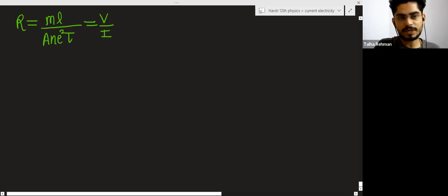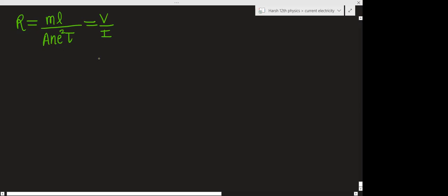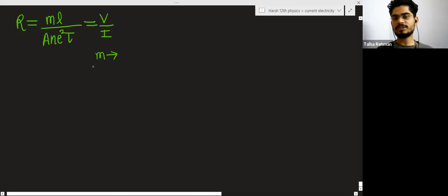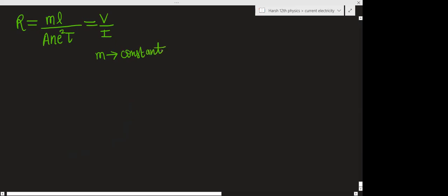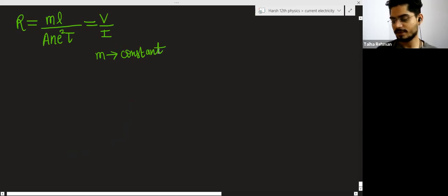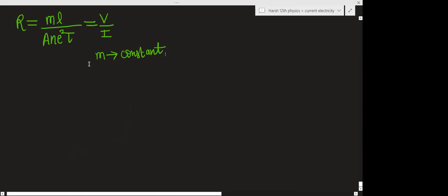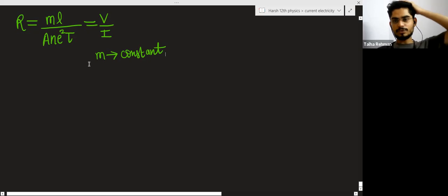Here m is the mass of electron. Can the mass of electron change on increasing the temperature? No, the mass of electron can never change with temperature.